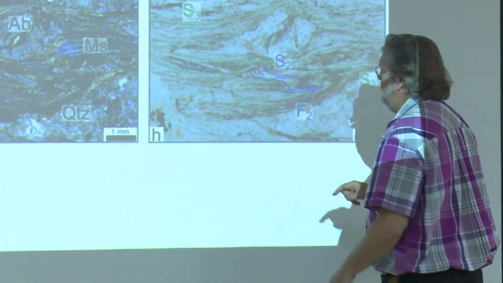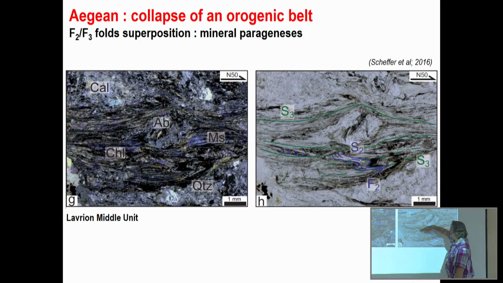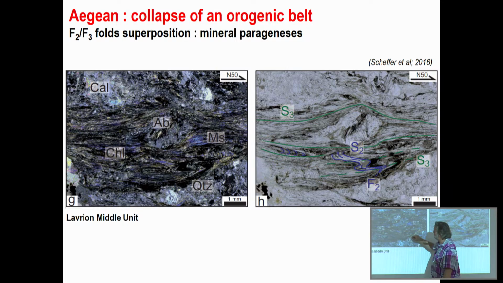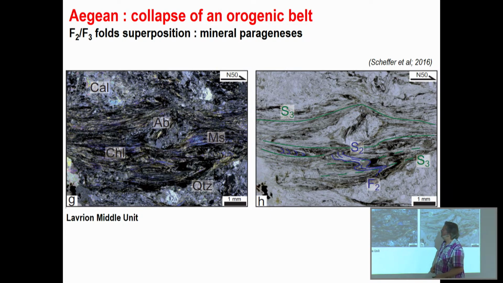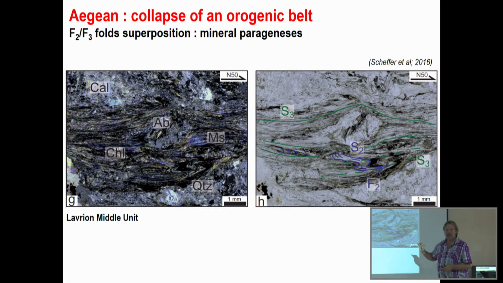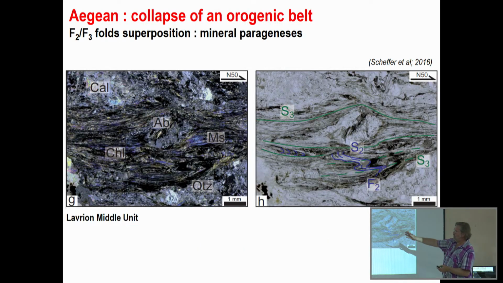So can we find it? Yes, we can find S1 and relics of S2, and mostly here S3. And you see it's not underlined or delineated by the same minerals. But that's tricky. That requires a mapping, chemical mapping, of this. So we come back to that afterwards. But do you see the different schistosities marked by different minerals?